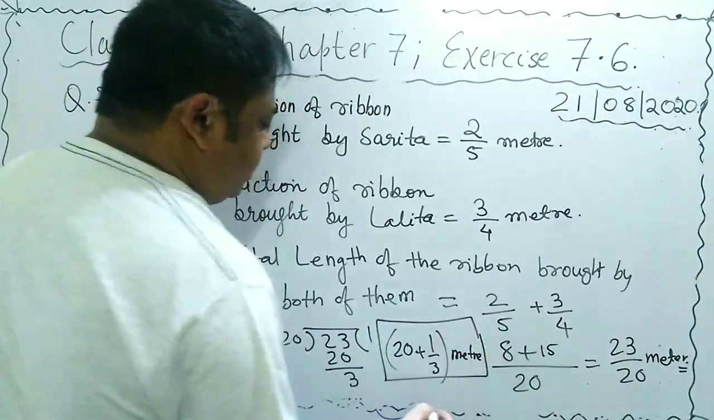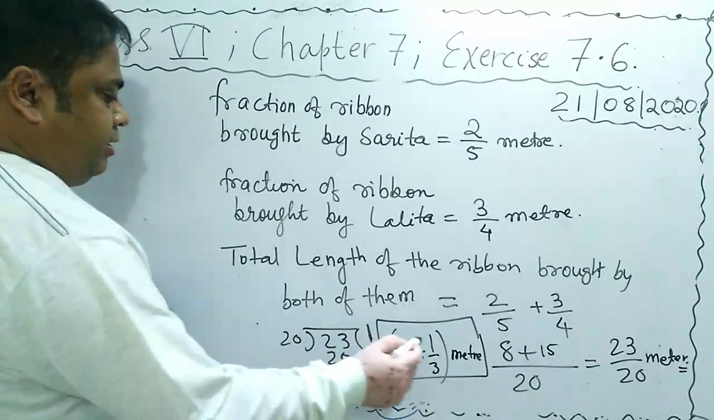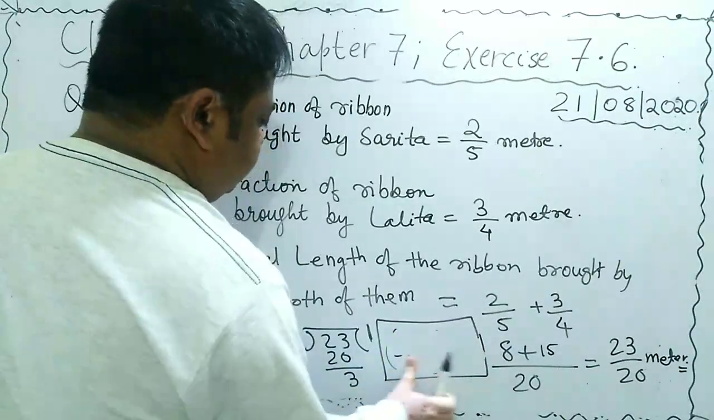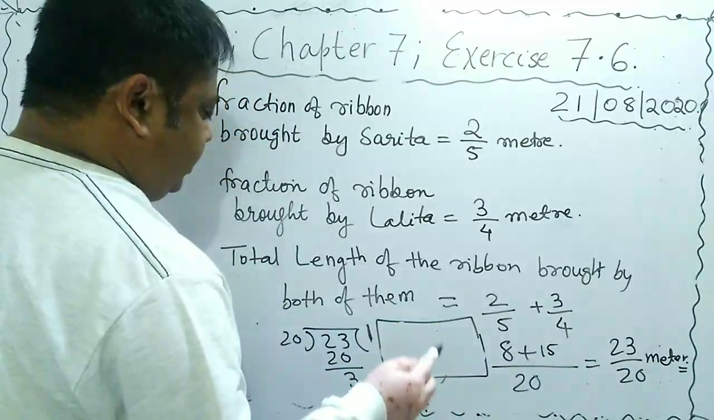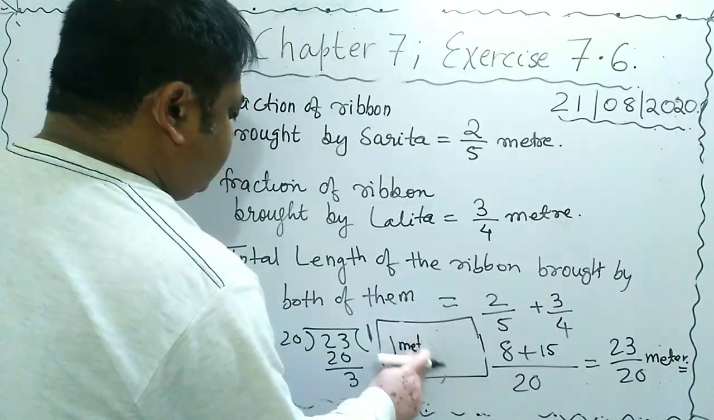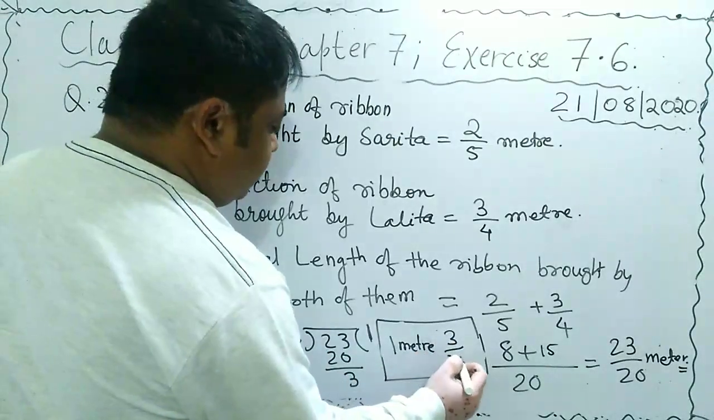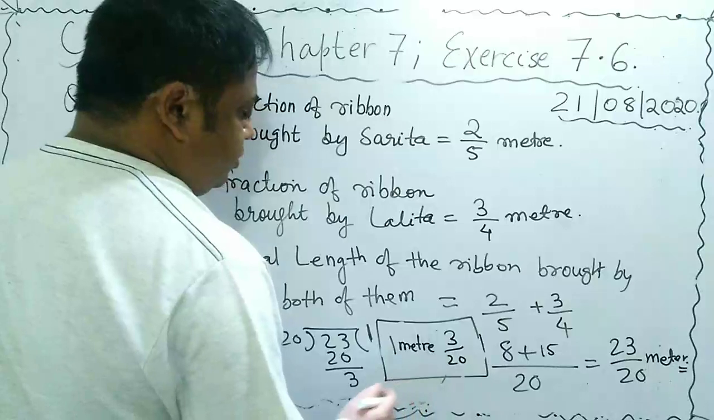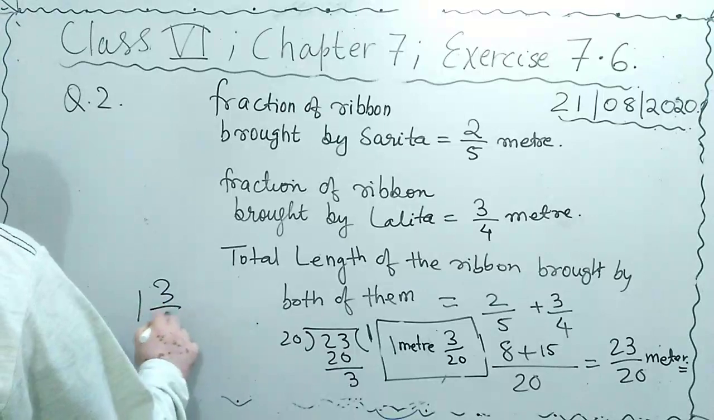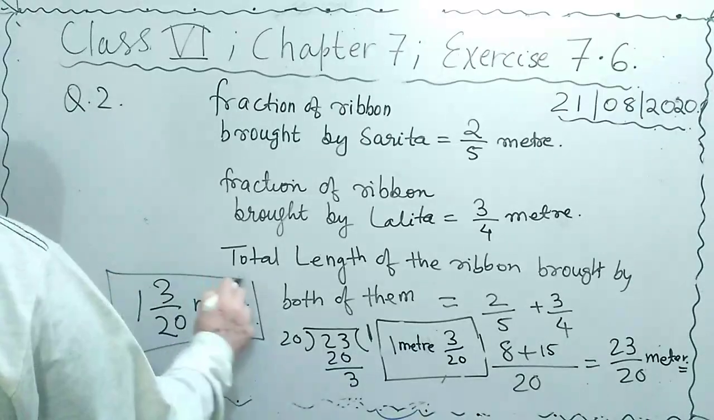Both are answers. This is also an answer. So how do we write? We divide 23 by 20 and the quotient we will write here. This is 1 meter, and 3 by 20 of 1 meter. So we can write it together as 1 3 by 20 meter. This will be the answer.